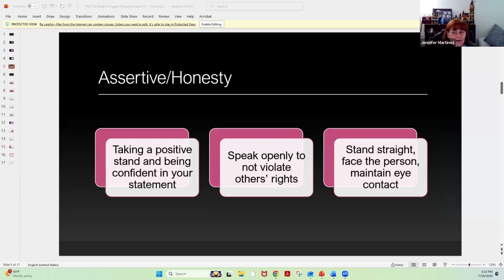Assertiveness is another name for honesty. All right. It's a way to live the truth from your innermost being and express this truth in thought, word, and deed. So it's taking a positive stand. It is being confident in your statements. It's speaking openly, but not violating anybody's rights. It's standing straight and tall. It's facing the person. It is making eye contact. Assertiveness is a tool, it is not a weapon. It's sticking up for yourself, it's being direct, but it's not violating another person's rights.